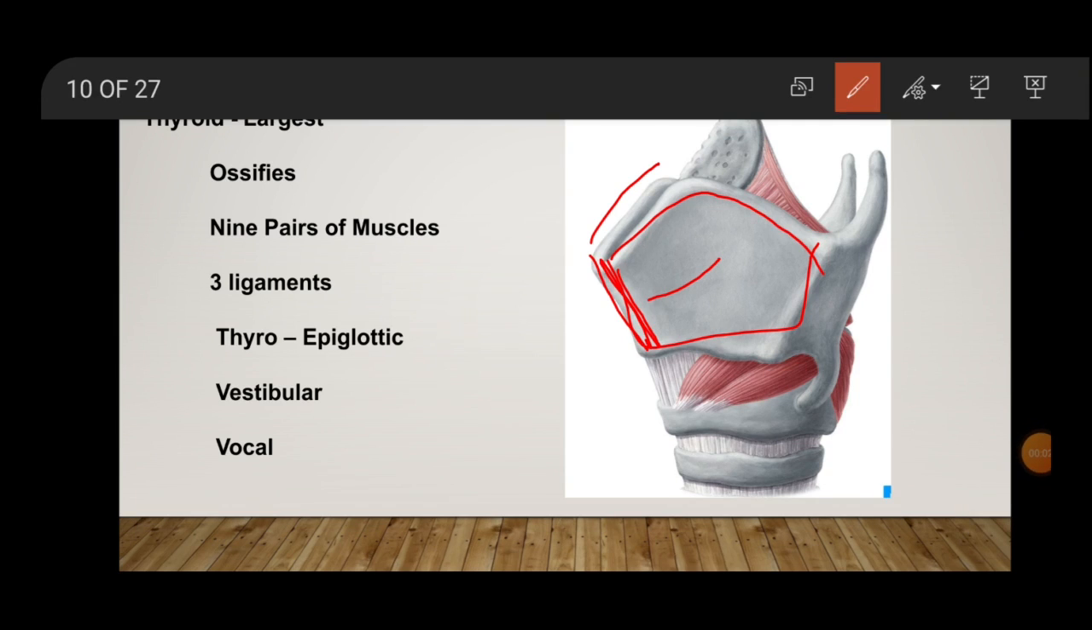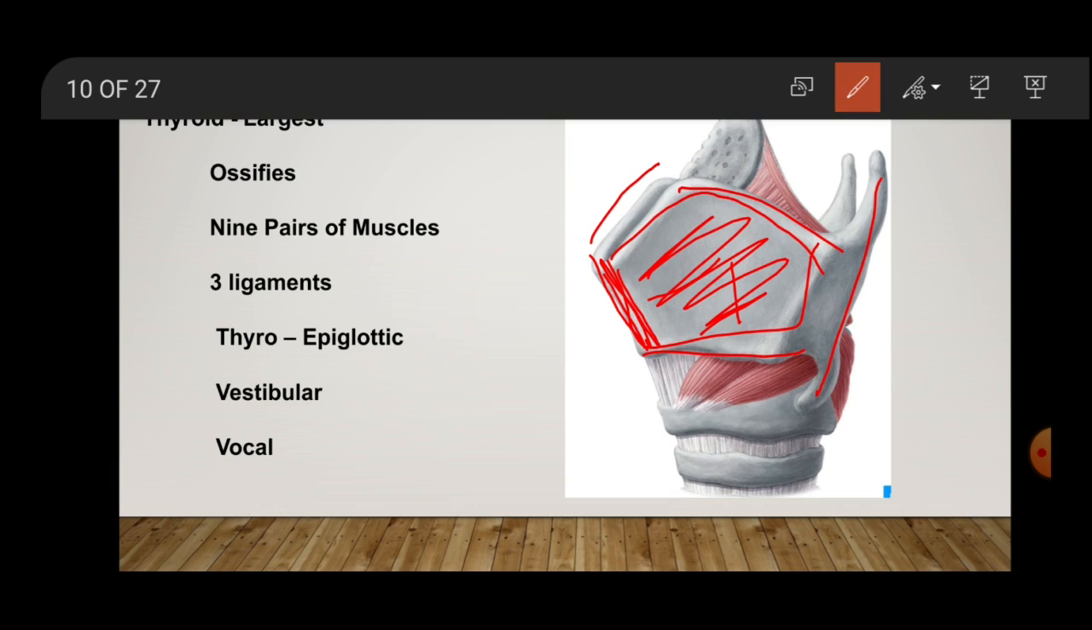The thyroid cartilage is made up of two quadrangular plates that meet in the midline anteriorly, and each plate has two surfaces. This is the outer surface, and inside is the inner surface. It has four borders: the anterior border, posterior border, upper border, and lower border.